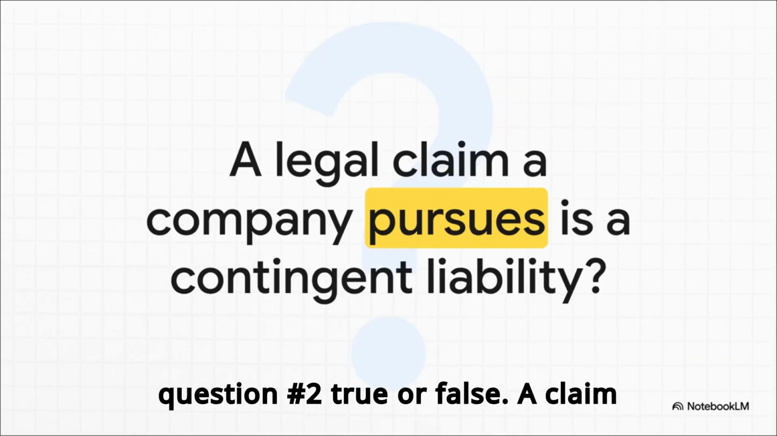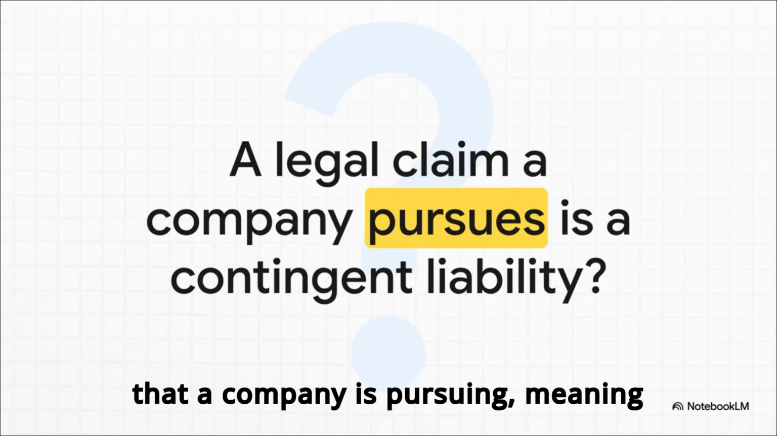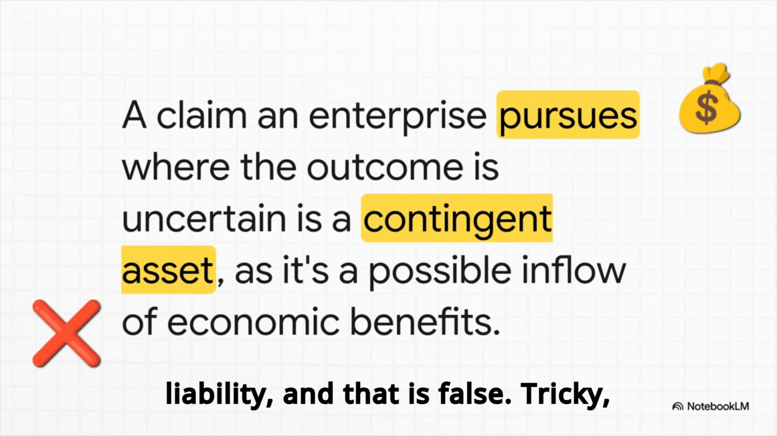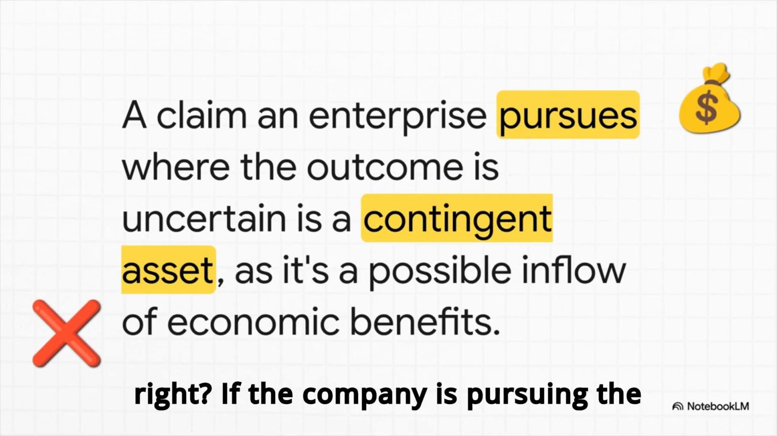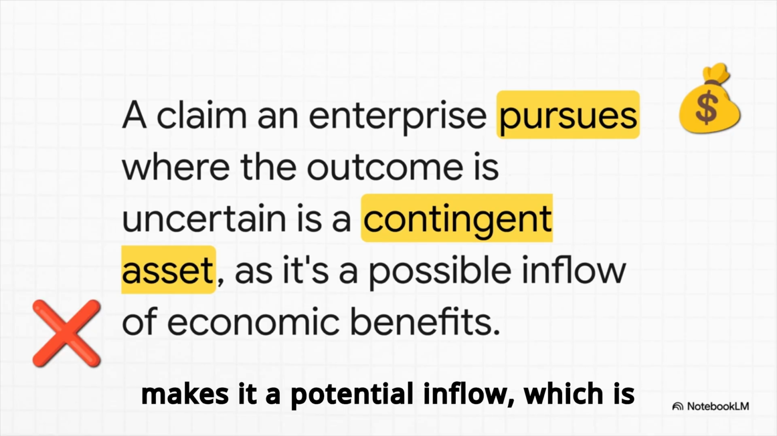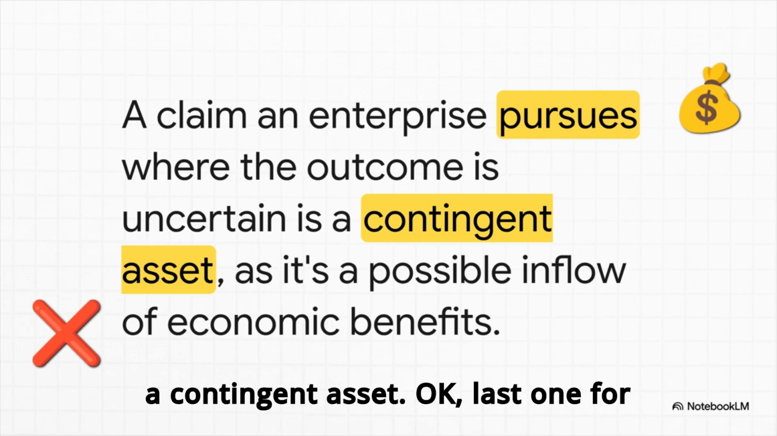Question number 2. True or false? A claim that a company is pursuing, meaning they're the ones suing, is a contingent liability. And that is false. Tricky, right? If the company is pursuing the claim, they stand to gain money. That makes it a potential inflow, which is a contingent asset.